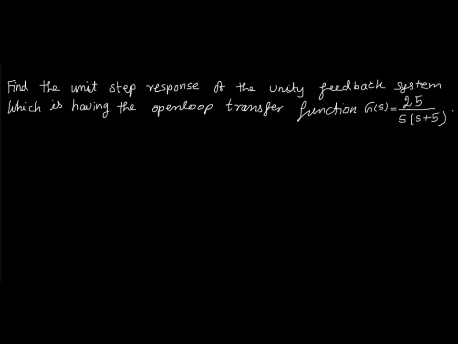Unit step response of a unity feedback second order system. Here in this problem, the forward transfer function of the system is given, that is G(s) equal to 25 divided by s into (s plus 5).